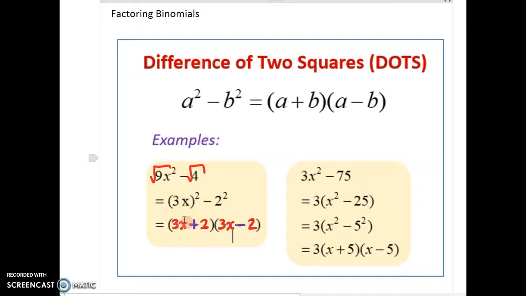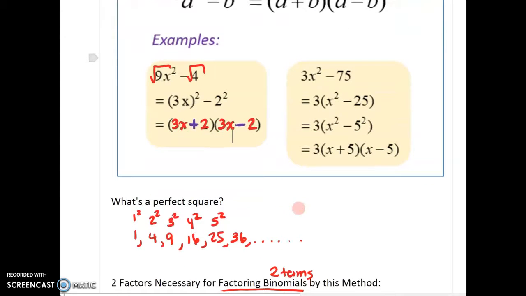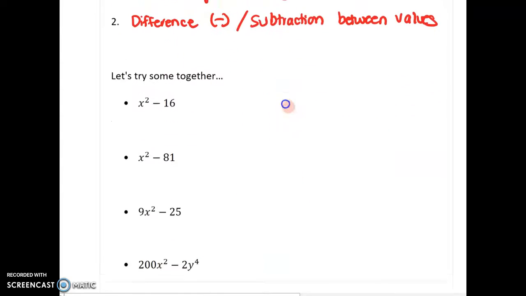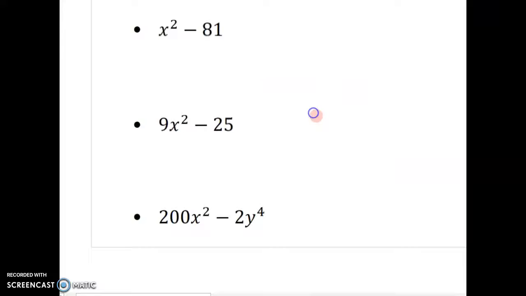So let's see a few more examples, and that might help you see how this is done. We're going to start off with this one here first: 9x squared minus 25. Now, make sure it meets the criteria. It is a perfect square on both of them, and it's a subtraction, or a difference, between those two values. So in order for us to do this factoring, I'm going to take the square root of 9x squared and the square root of 25.